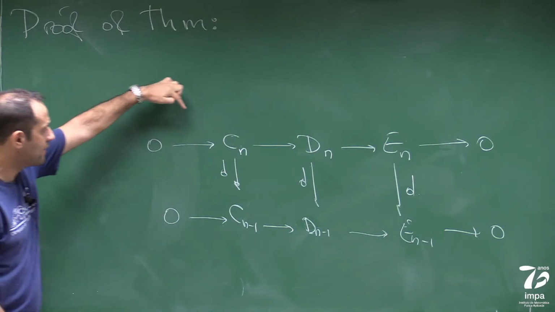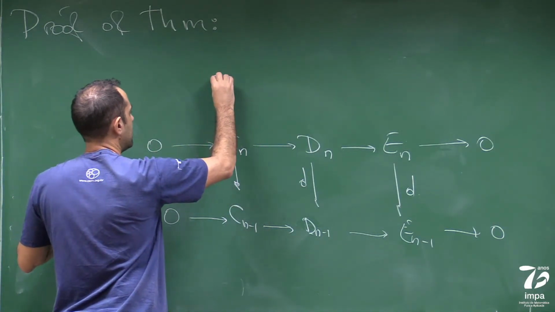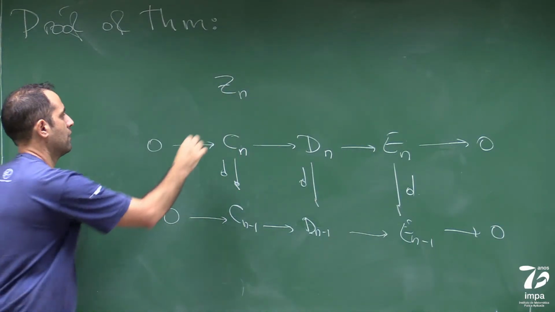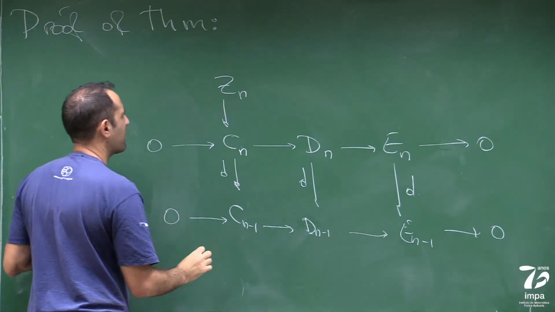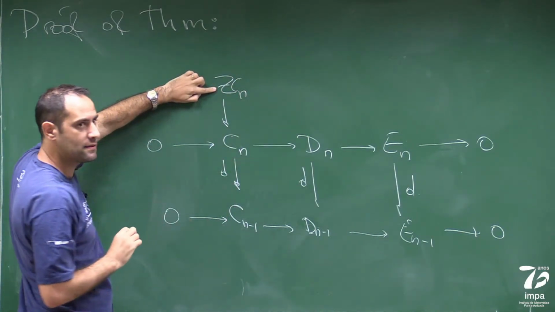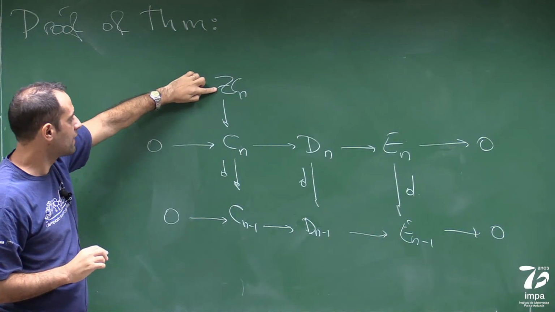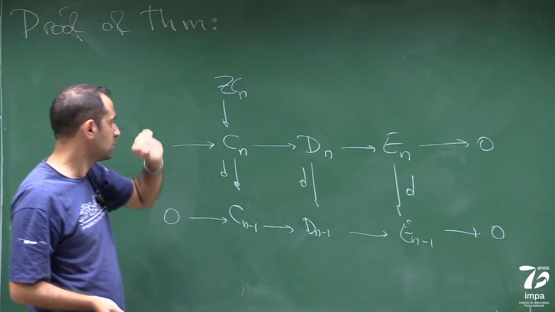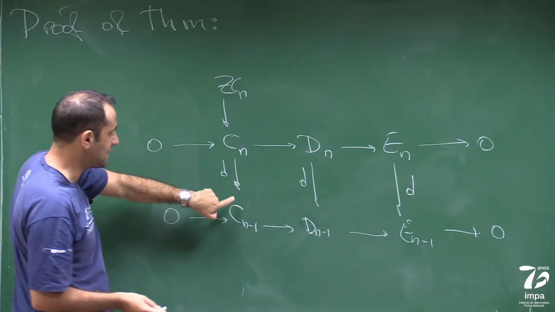Okay, the kernel in this arrow like this, probably Z_n is a bad name. Let me call it C_n. So these are, I think I've called them chains. Okay. So these are the guys that are in the kernel of G.